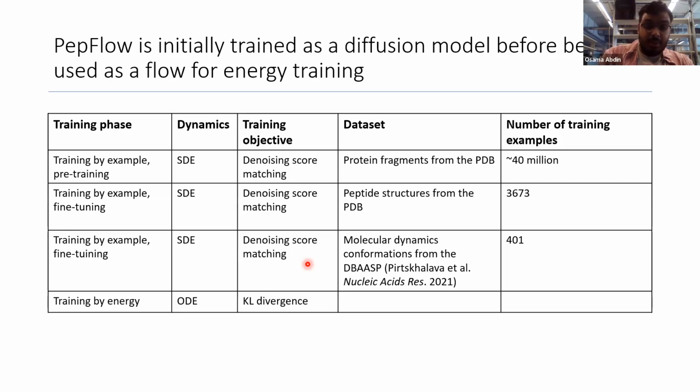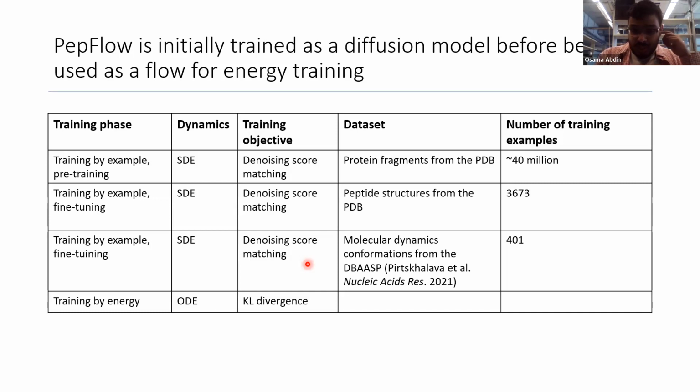Based on this, PepFlow was initially trained as an SDE using denoising score matching, which is substantially more efficient than doing maximum likelihood training with a continuous normalizing flow, and then subsequently used as a normalizing flow for conformational sampling and for training by energy.